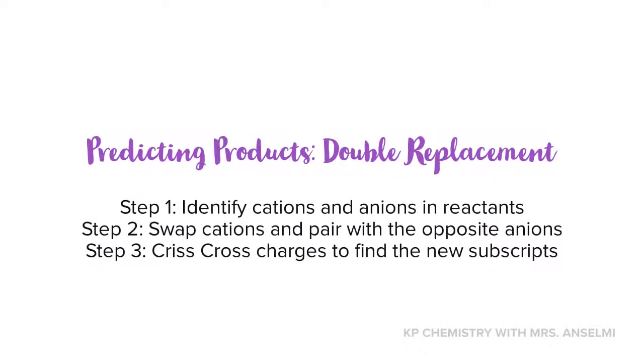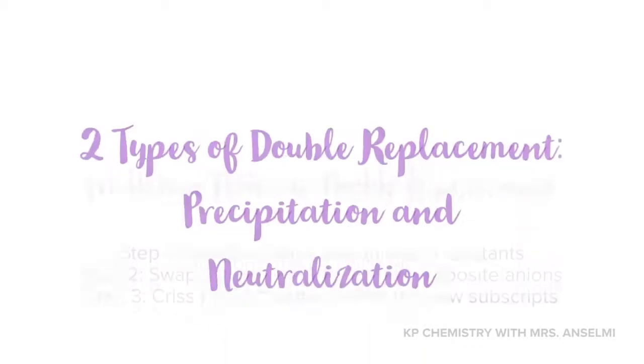To predict the products for a double replacement reaction, first identify the cations and anions in the reactants, and then swap one cation for the other. And finally, don't forget to balance their charges with the new anion using the crisscross method.